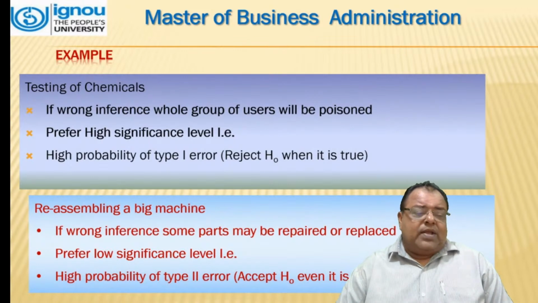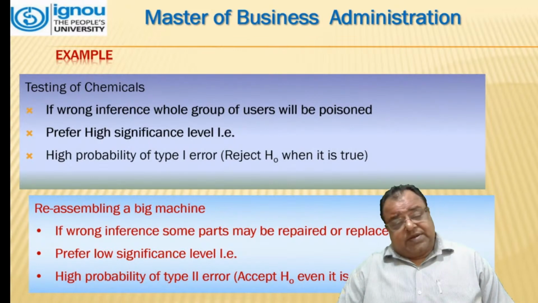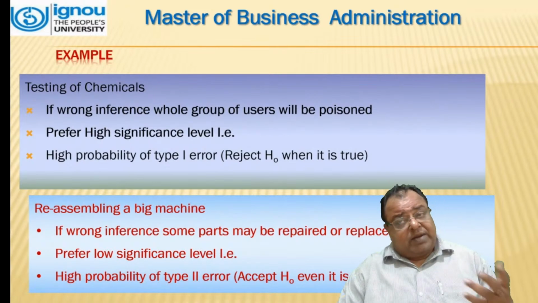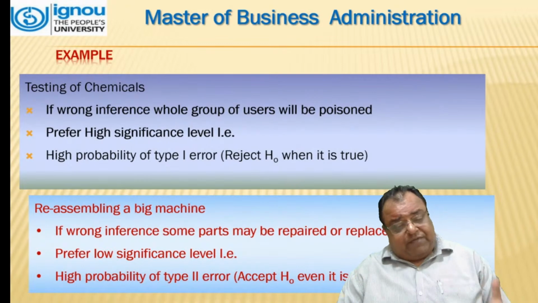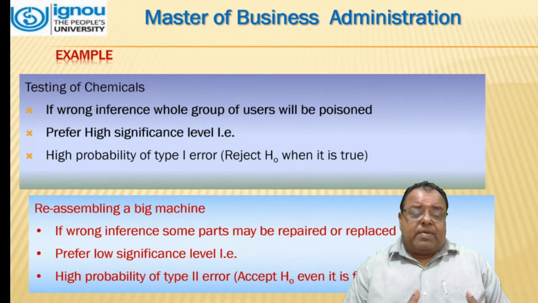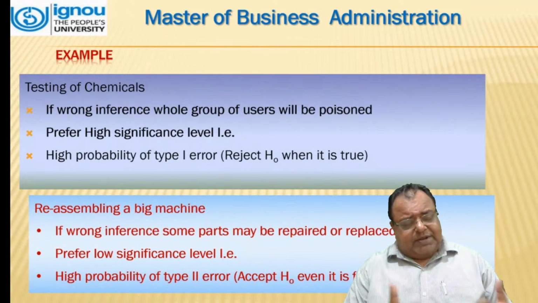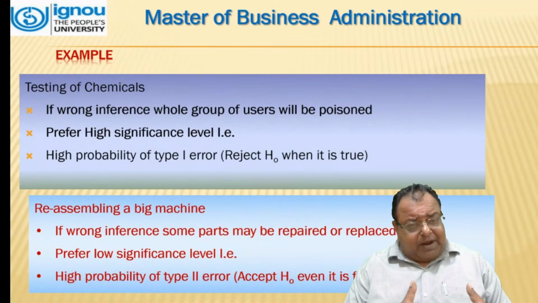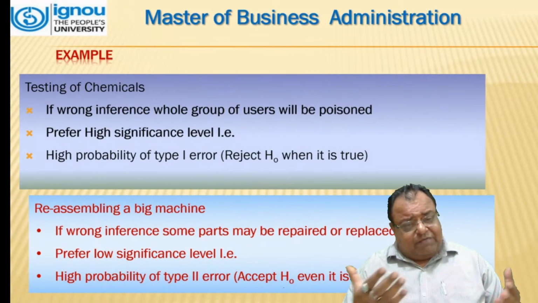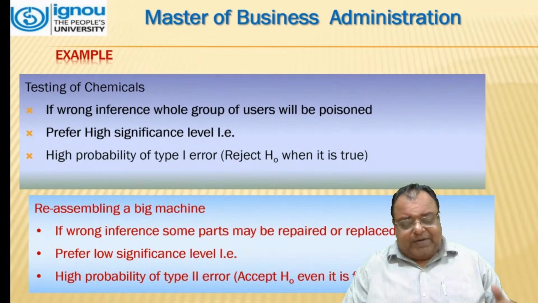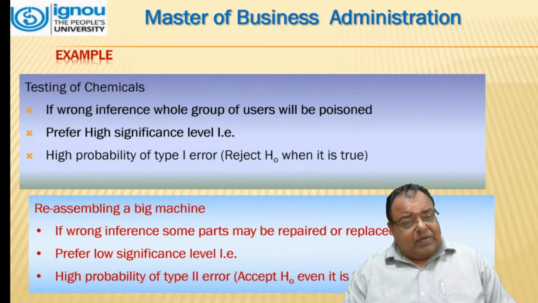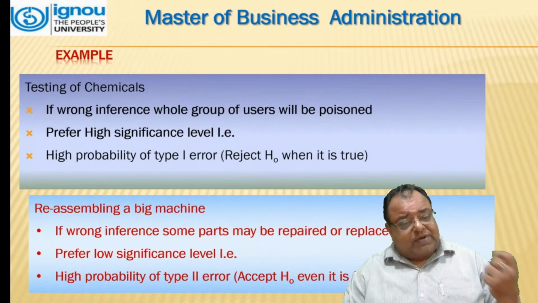Second part, reassembling a big machine. If wrong inferences, some parts may be repaired or replaced. We prefer a low significance level because there is a high probability of type 2 error. That means a part has to be replaced, but due to some reason, we avoid it and we don't do it. And we have to later pay the price of the decision we have not actually taken.